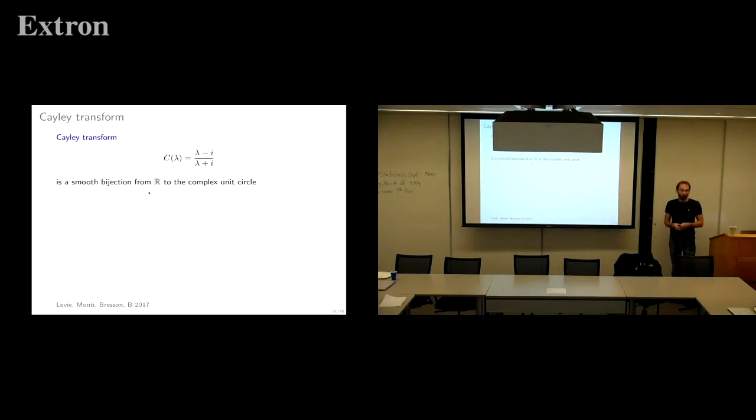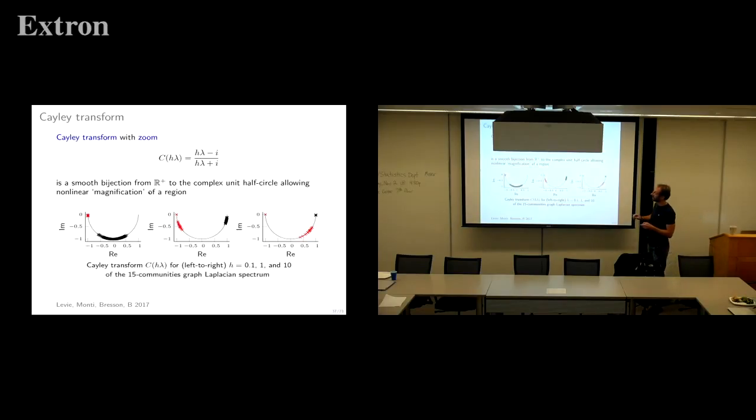Okay, so one way to do it will be what is called the Cayley transform. Basically it's a complex function. It's a map from the real line to the complex unit circle. Or in our case, because the eigenvalues are non-negative, basically it's a bijection from the non-negative numbers to the lower half of the unit circle. If you're interested in complex analysis, it's a particular setting of a Möbius transformation. Okay, doesn't matter. This is what it does.